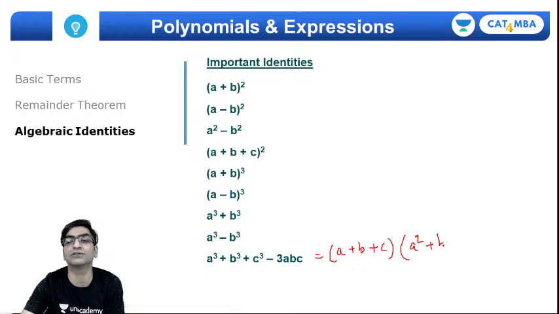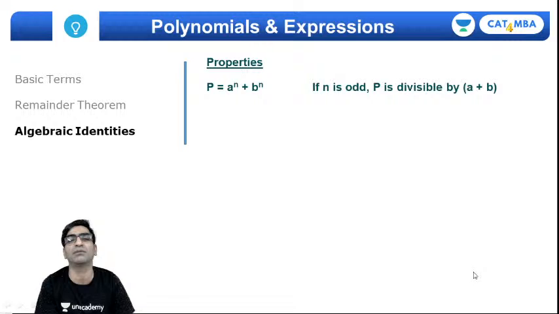There are some other useful things also. For example, if you have an expression p that looks like a power n plus b power n, then the property is that if the power is odd and an integer value, then p will be divisible by a plus b. As long as it's an odd power like a cube plus b cube, a power 5 plus b power 5, that expression will be divisible by a plus b. But if the power is even, that will not be true.